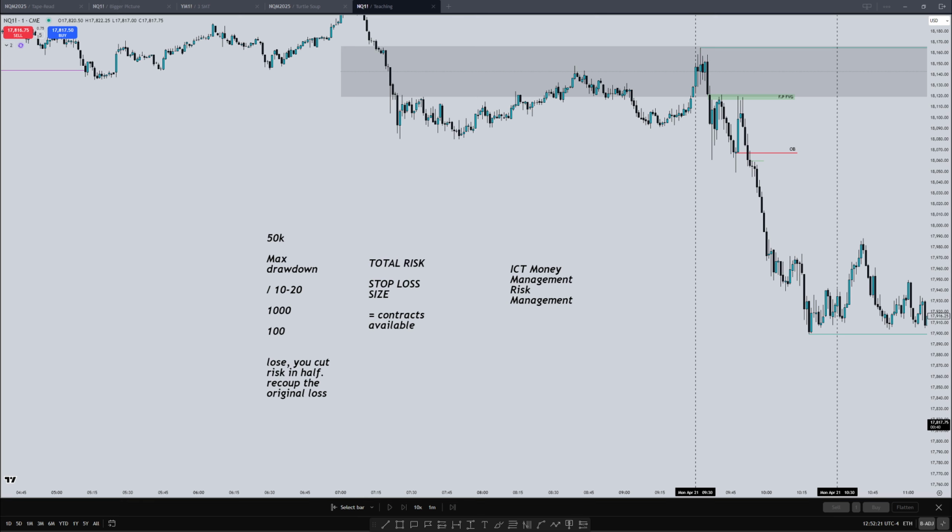But contracts don't have a fixed amount, because if volatility, like we saw last week or 2 weeks ago, was super high and you're using the same amount of contracts, you're going to get destroyed. So what you do is, okay, if my total risk is $100 and my stop loss is 20 points away, can I use one mini? No.